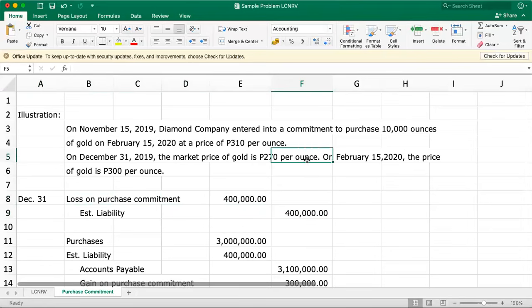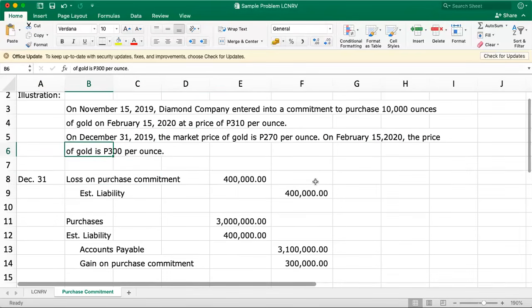So on February 15, on the date of actual purchase in 2020, the price of gold is 300 per ounce. So it went from 270 to 300 pesos, a difference of 30 pesos. Is that a loss or a gain? It is a gain because the price increased again.